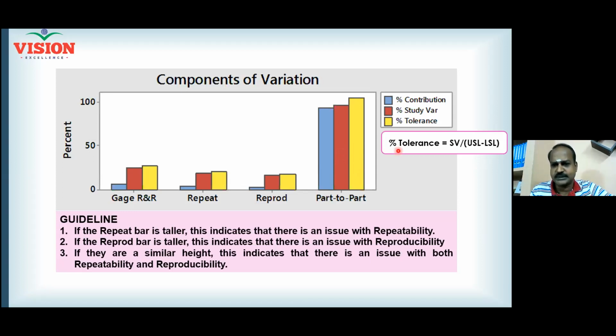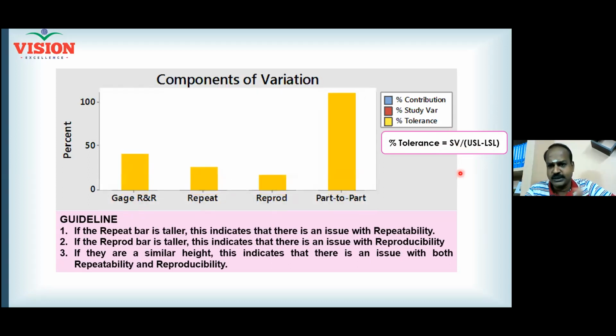It is called the percentage tolerance, which is calculated like this: study variation divided by USL minus LSL. Study variation means the measurement variation in the study data divided by USL minus LSL. I am going to remove this and show you only the yellow, but Minitab will show everything. Now tell me, looking at the graph, what is the major source of variation? Part to part, right?